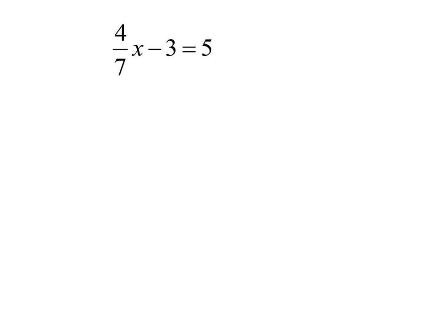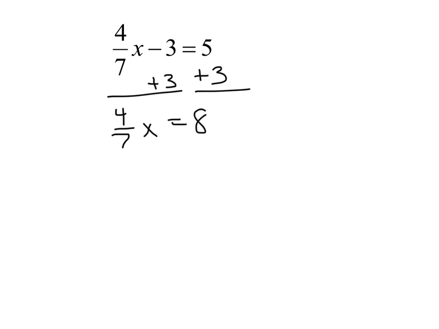What about this problem? What do you want to get rid of first? I don't like that -3 there. How can I get rid of it? Let's add 3 to both sides. So we have 4/7 x equals 8.